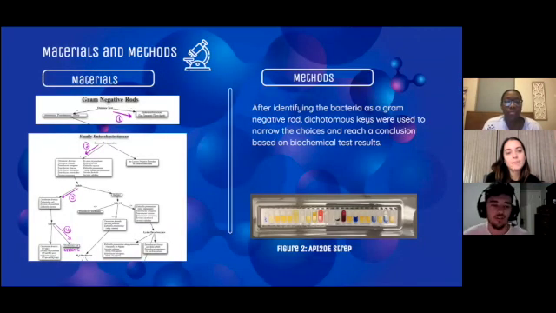So to start off, what we had to do was do a differential stain to figure out what type of bacteria and its cellular morphology was. So we arrived at the conclusion that our bacterium was a gram-negative rod.